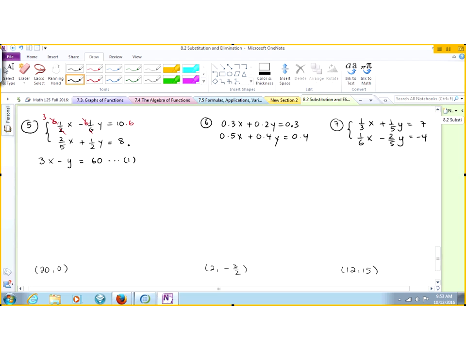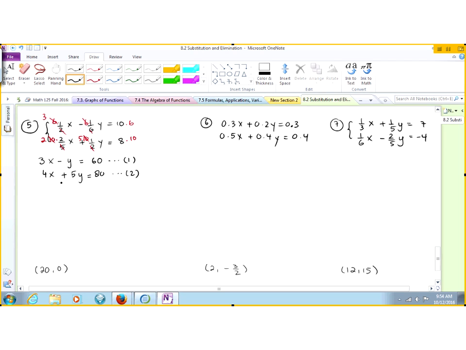Good. Now, we will call this equation 1. How about the second equation? What is the LCD? 10. So 10 divided by 5 is 2, and 10 divided by 2 is 5. So what do we have here? 4x plus 5y is 80. Okay, so far so good?